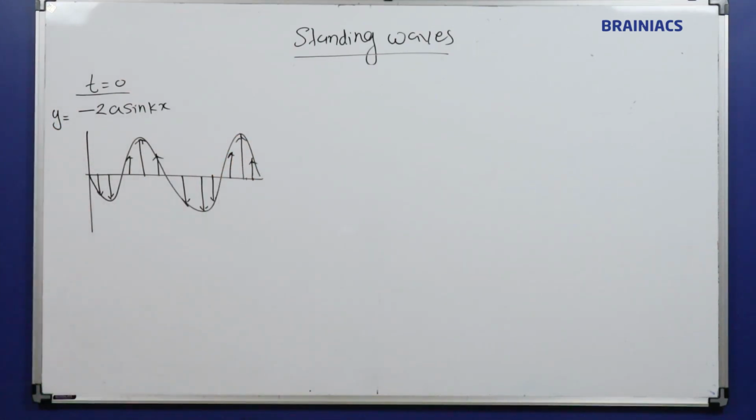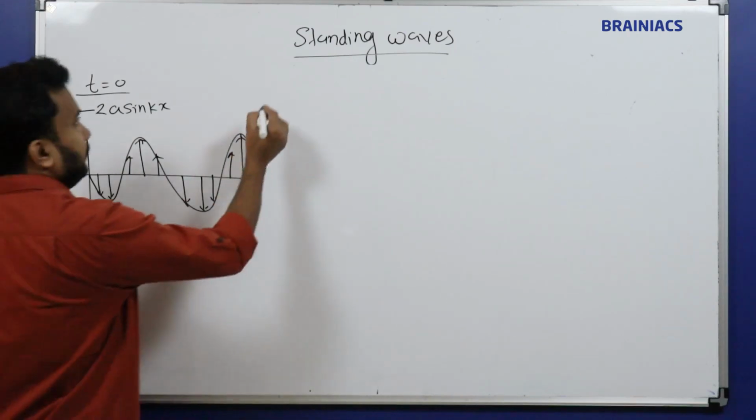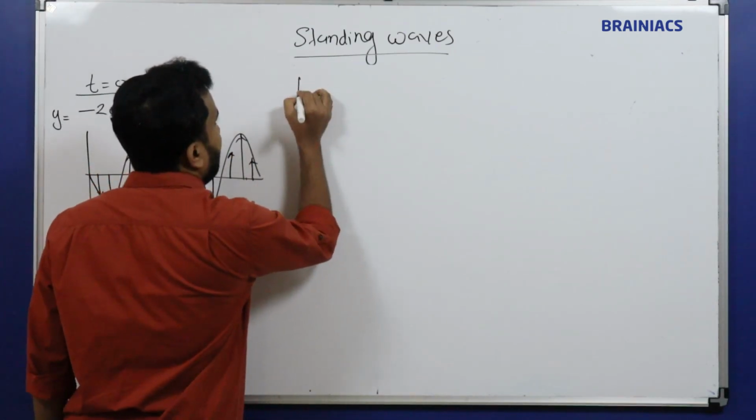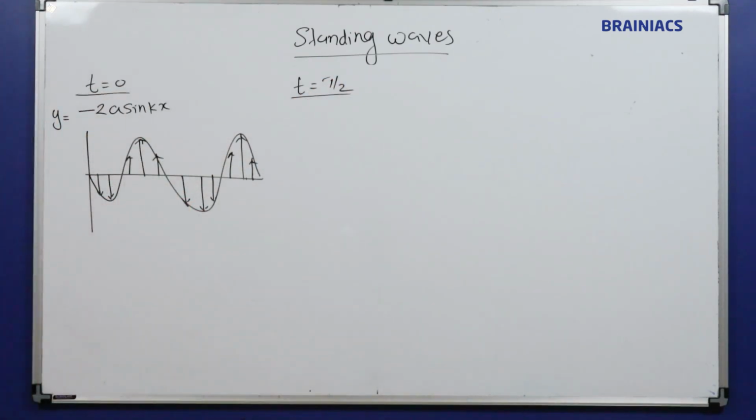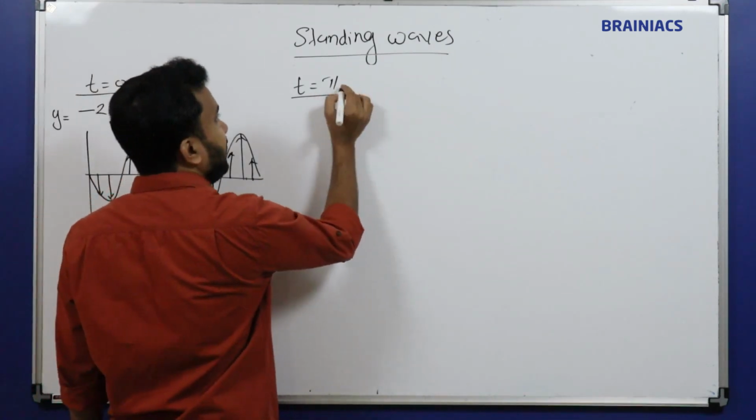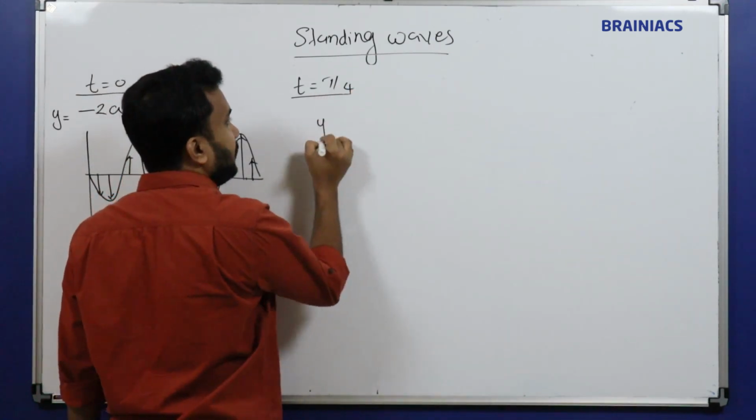This is at t equal to 0. Next, what is the next interval? At t equal to T by 2, half T. Then at t equal to T by 4. What is our resultant? y equal to 0.